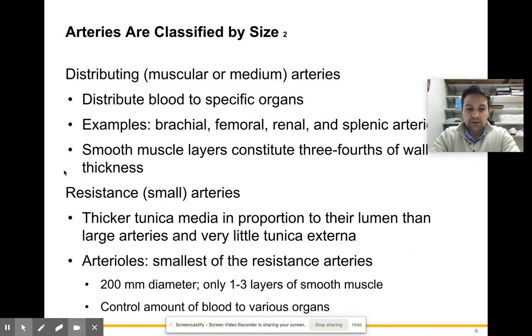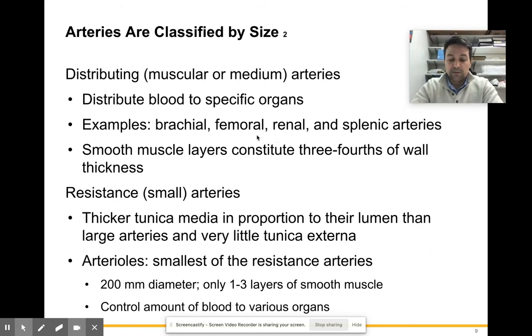The medium-sized arteries are called distributing arteries, and they distribute blood to specific organs. So when you have arteries coming off of those large arteries, these medium arteries bring blood to other places. For example, the brachial artery is the artery that goes through your bicep, and that comes off the large subclavian artery, so that you can get blood to your arm.